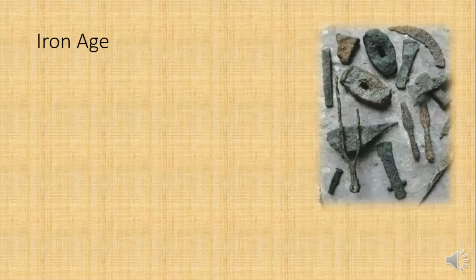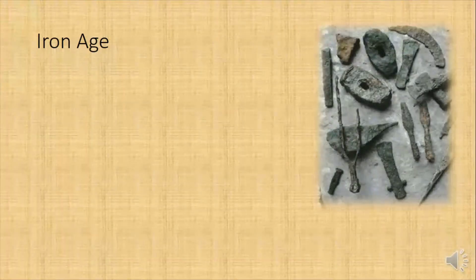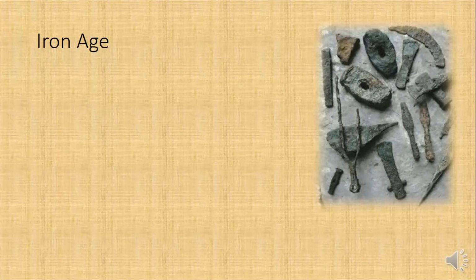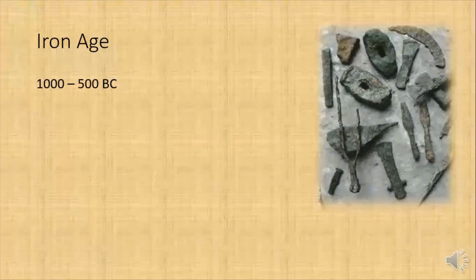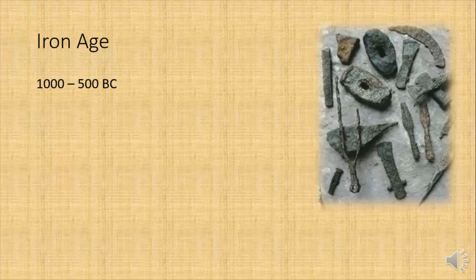Okay. So after the Bronze Age, we, as this amazingly brilliant human species, realized that if we could do these things with bronze, maybe there are other materials out there that are just as strong as bronze or stronger and easier to work with. One of those materials that we found was iron. And the Iron Age was from about 1000 BC to 500 BC.